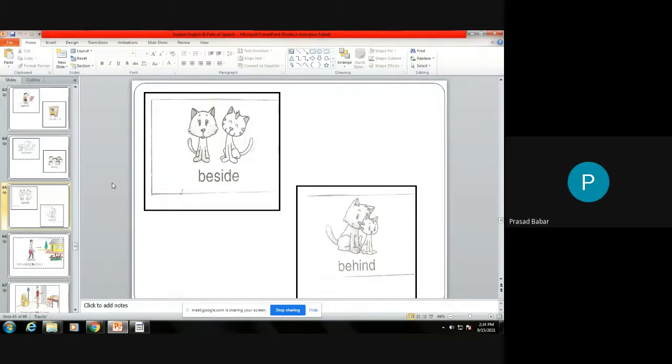Then the next is, there is one cat. There are two cats.